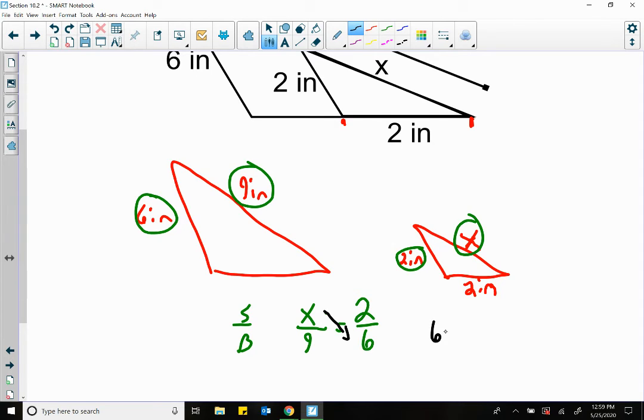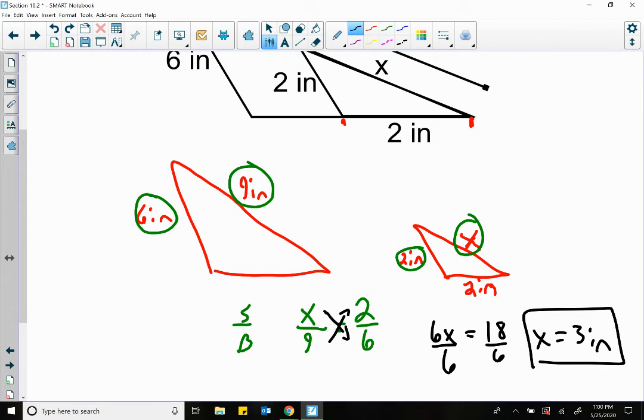So 6 times x is 6x. 9 times 2 is 18. Divide by 6, divide by 6. x equals 3 inches. And there we go. And again, these triangles are similar, I promise you.